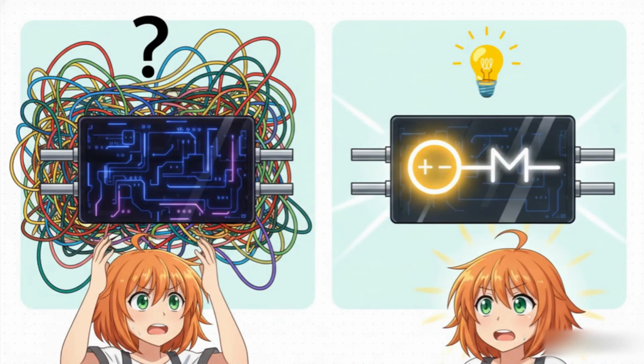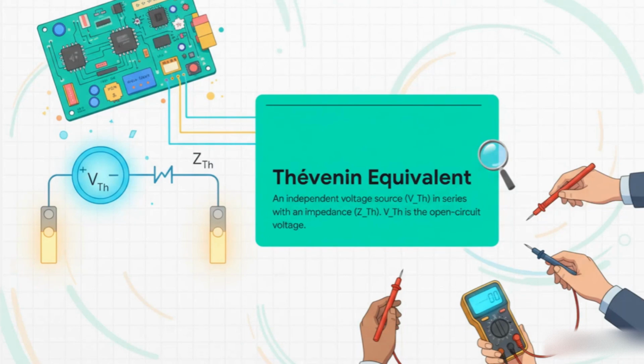On the left, you've got this tangled web of components. And on the right, that's its Thevenin equivalent. Just one single voltage source and one single resistor. And here's the crazy part. From the perspective of anything connected to those two terminals, they behave exactly the same. It's the ultimate black box trick. So how do you actually find it?